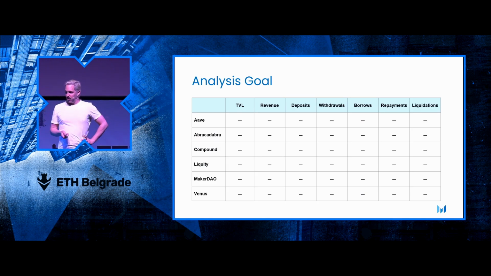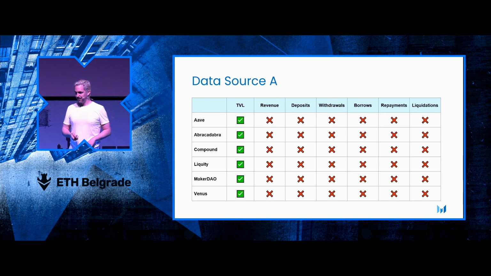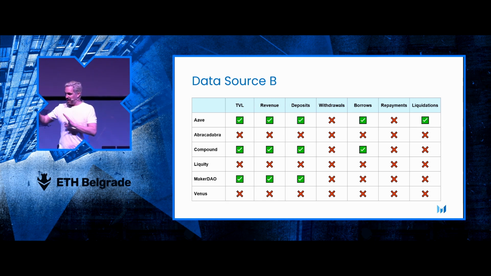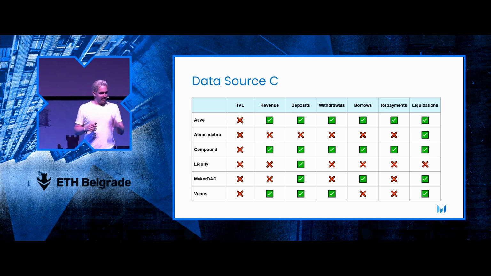They started to look at all these different protocols and all the different chains, and had these metrics, right? Here we see the lending ones, so we can categorize them. So we have TVL, revenue, deposits, withdrawals, borrows, repayments, liquidations, maybe more. And there are different data sources out there. Data source A is very good in TVL. Data source B has a little bit more, but is also less complete. And then we have a data source C that has other priorities.